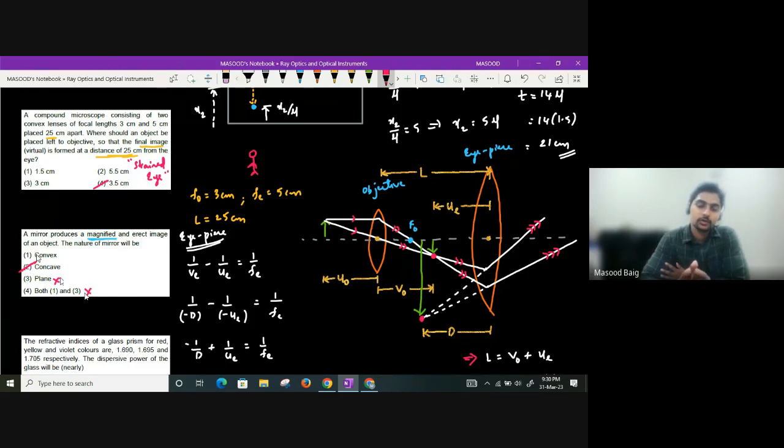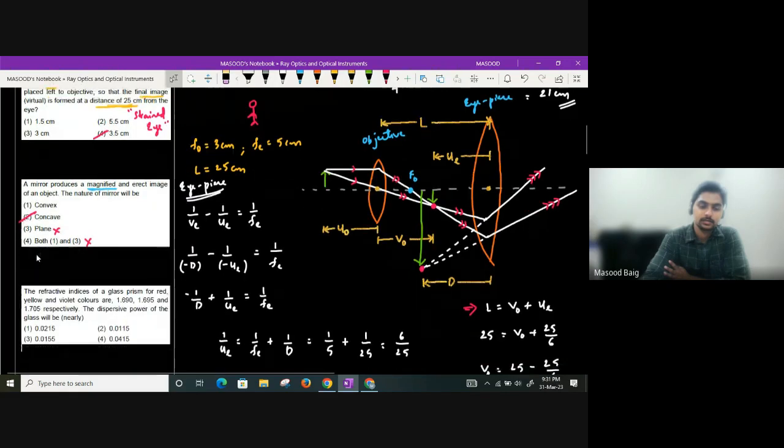Convex will produce an erect image, but it will produce a diminished image, guys. It cannot produce a magnified image. Convex mirror cannot produce a magnified image. It will produce an erect image. It can produce real image. It can produce virtual image, but it will produce a diminished image. Concave mirror has the ability to produce a virtual image, erect image, and magnified one. Only concave can do that. Okay. Is that clear?